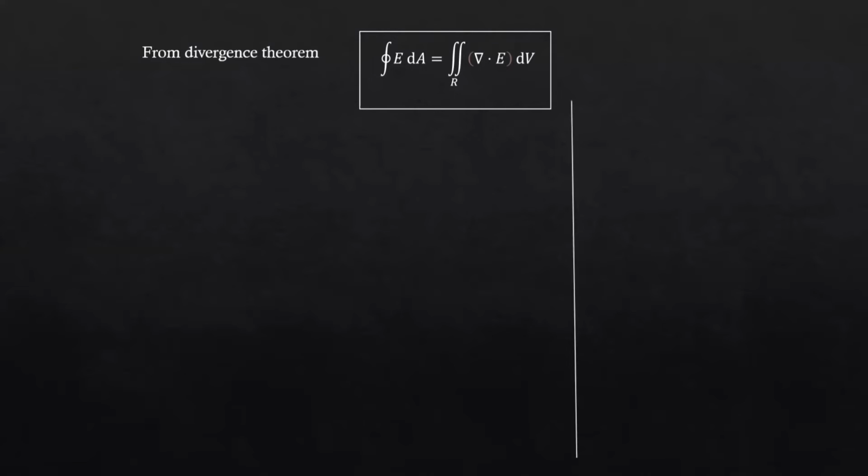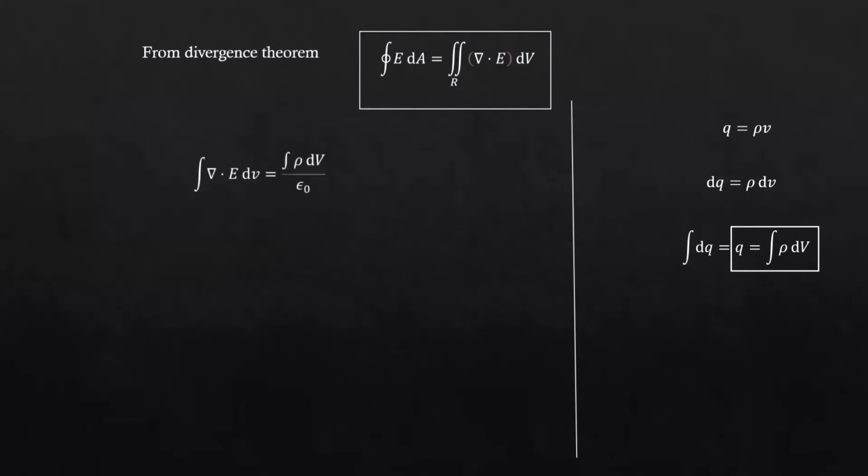And Q equals rho V. Differentiating the Q gives dQ equals rho times dV. And finally integrating this dQ, which is Q, equals integral rho dV. Applying this in the Gauss equation, we'll get integral del dot E dV equals integral rho dV upon epsilon naught. And from that we can get del dot E equals rho by epsilon naught.